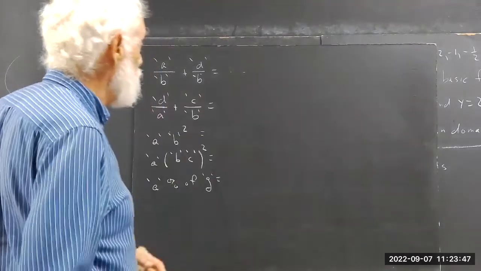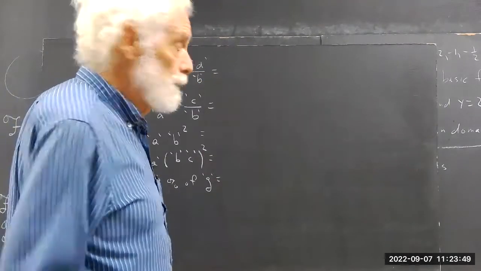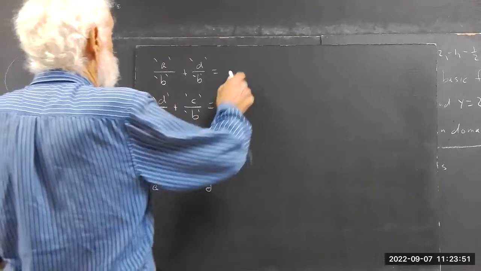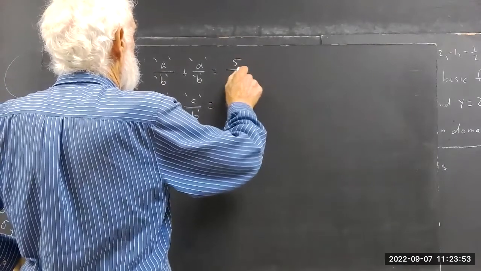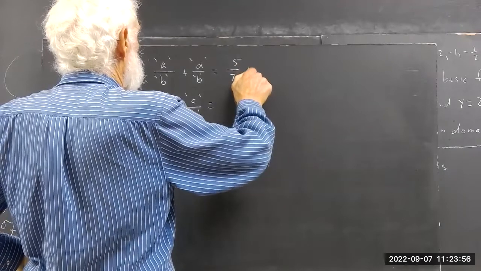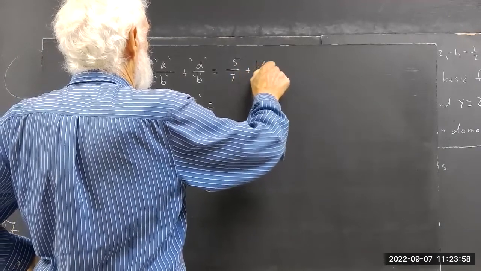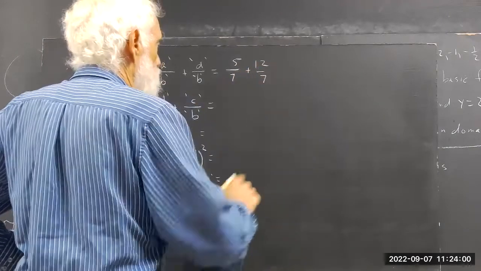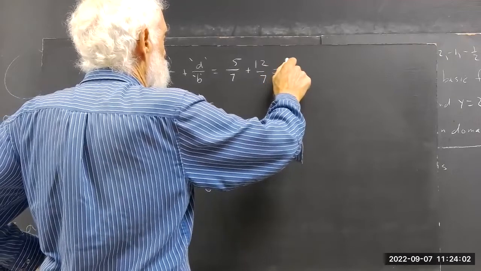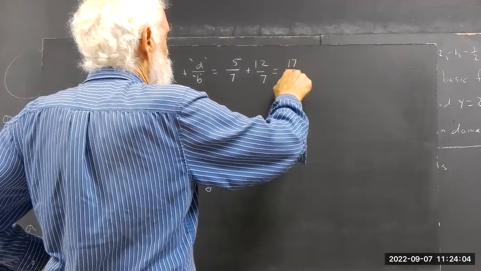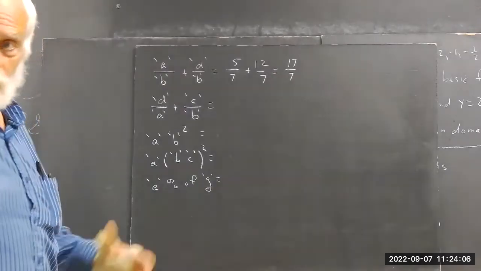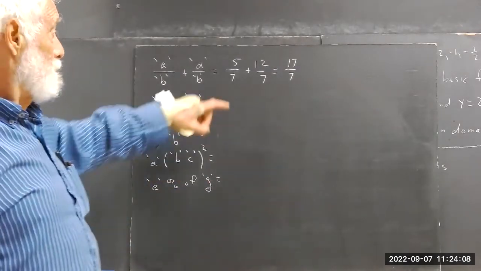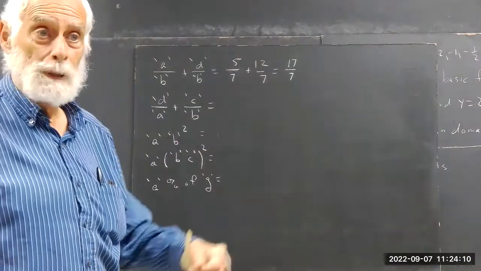So how do we add these fractions together? Everybody has to know. For example, you've got 5 over 7 plus 12 over 7. That equals 17 over 7. Explained last time that a seventh is like you tear a piece of paper up into 7 pieces.